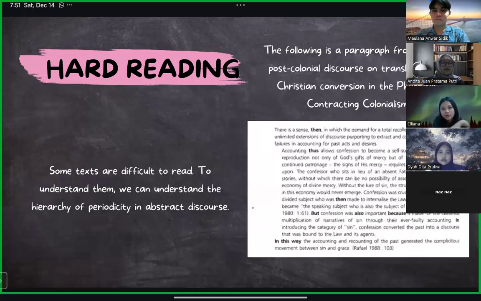I'll explain about hard reading. So some texts are difficult to read and to understand in abstract discourse. Example of hard reading. This is the paragraph from Raphael's postcolonial discourse on translation and Christian conversion in the Philippines, contracting colonialism. Next slide, please.